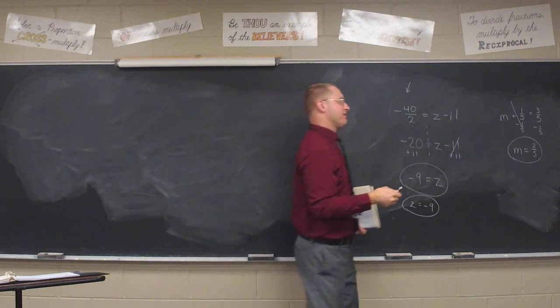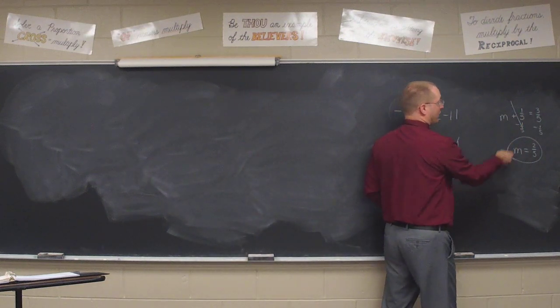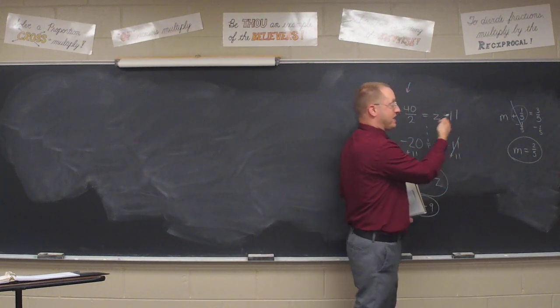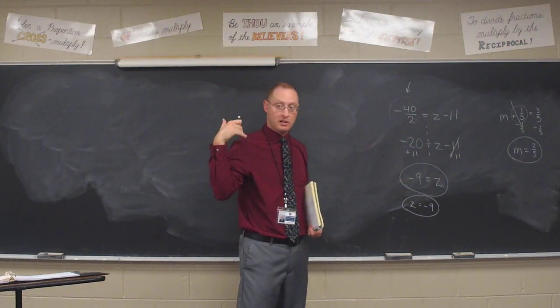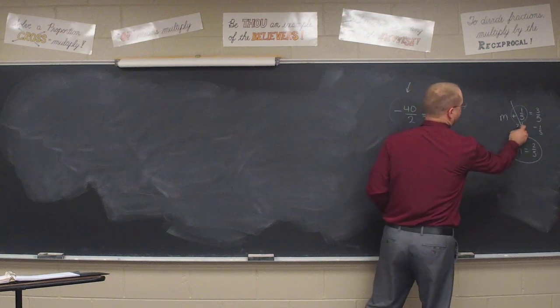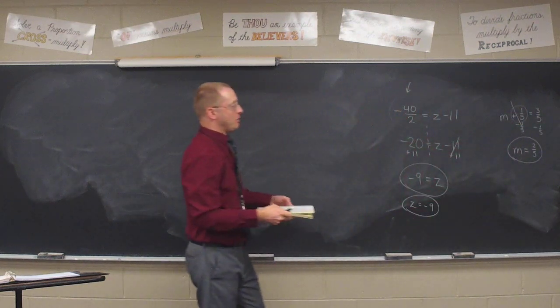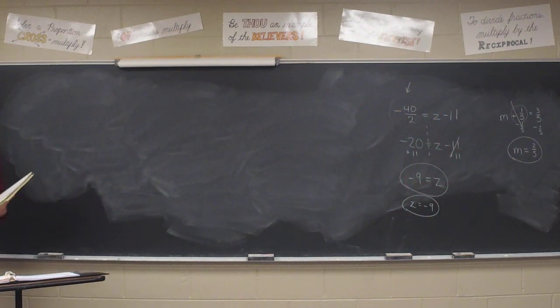Looking at the next one, everything's already simplified. I literally just have to get rid of this plus 1/5, so the m will be by itself. Well, the opposite of positive 1/5, class, is negative 1/5. That's the inverse. So put negative 1/5 on both sides and get m equals 2/5. Somebody had that for number 11.